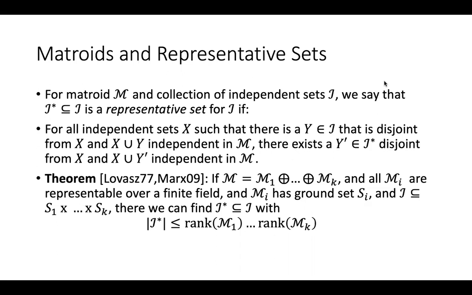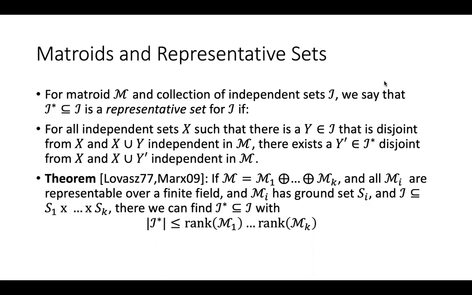For a matroid M and some collection of independent sets I, we say that a subcollection I star is a representative set for I if for all independent sets X such that there exists a Y in I that is disjoint from X, and X union Y is independent in M, then there must exist a Y prime in I star that has the same property. It's disjoint from X, and X union Y prime is independent in M.